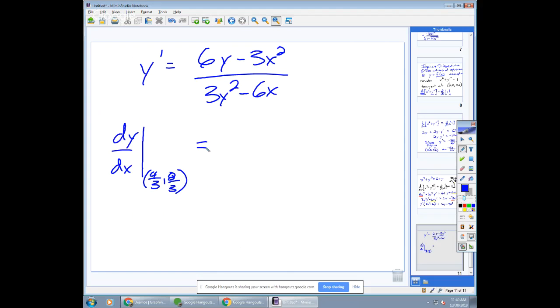So then start slapping those numbers in. So I'm going to have a 6 times 8/3 minus 3. Can we cancel out? Oh, yeah, we should cancel some stuff out. I'm way ahead of myself. Thank you, Carter. Should we factor out a 3? Yeah, we can factor a 3 from the top and the bottom, like you were saying before. And that simplifies to 2y minus x squared over y squared minus 2x, sorry.